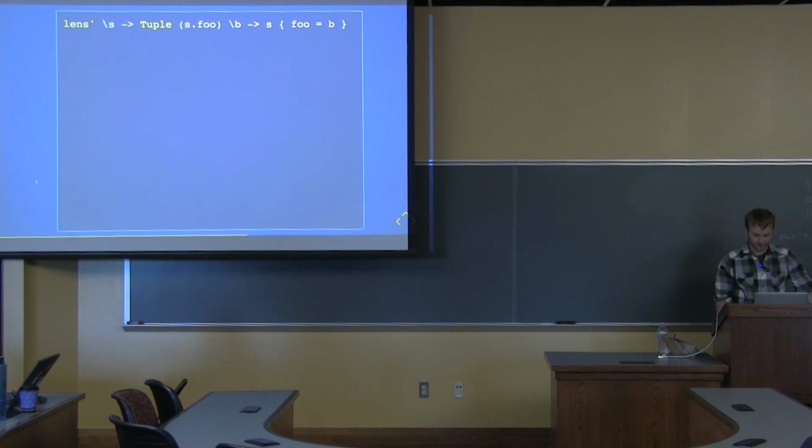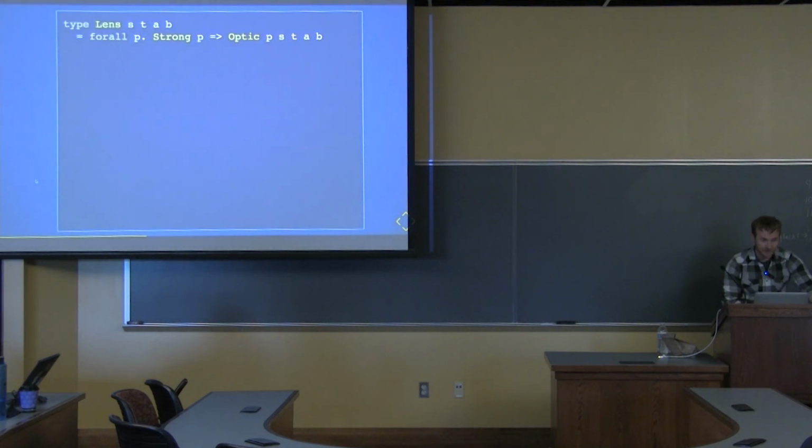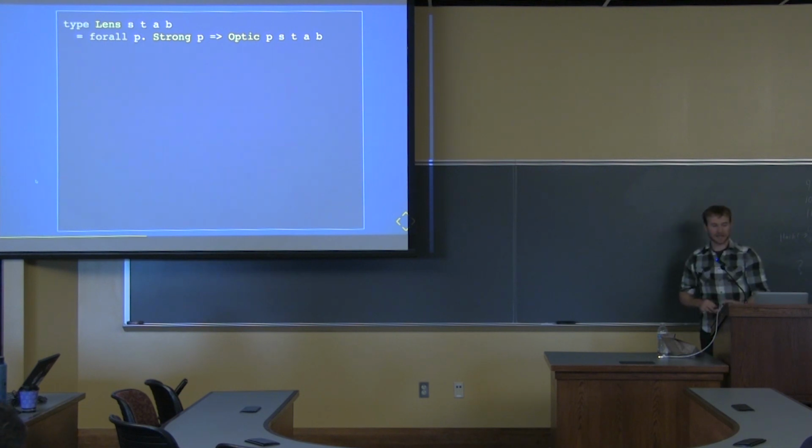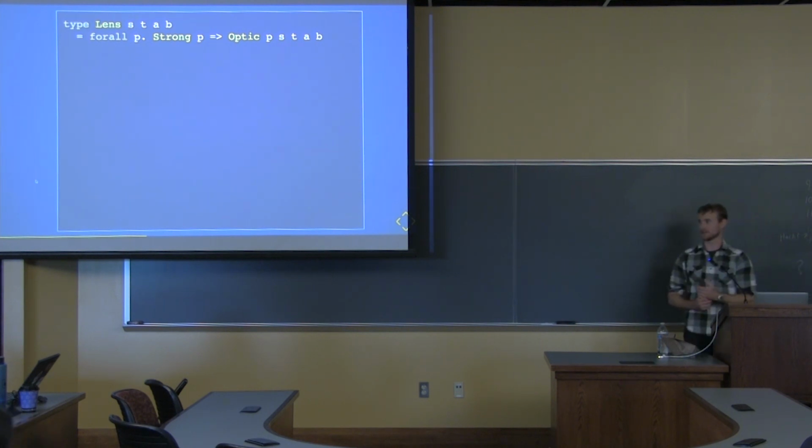Can I see the lens type again? Okay, this is just the optic types. And again, Setter was similar. So this could actually be rewritten as PAB, where lens is a function from PAB to PST, where now instead of being a function, P is just constrained by this strong type class.